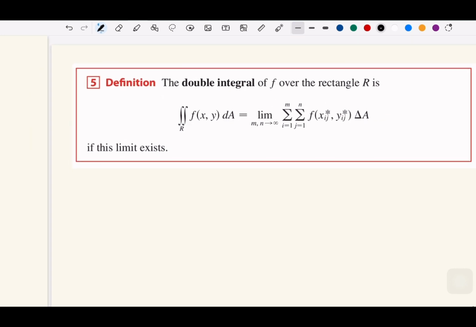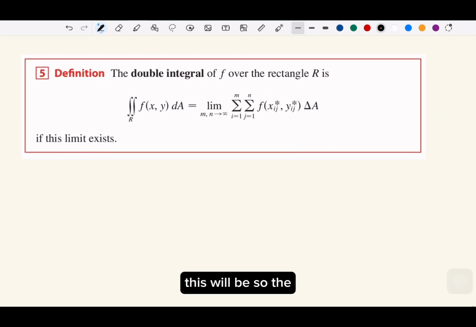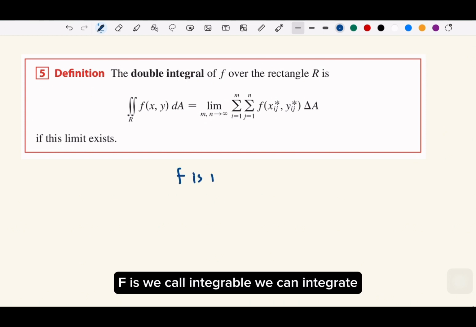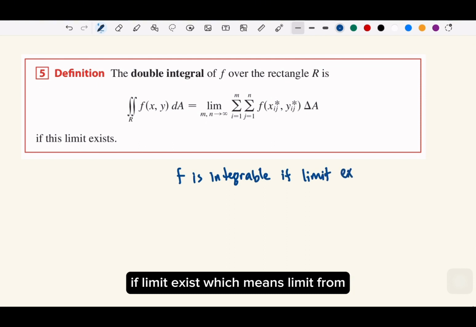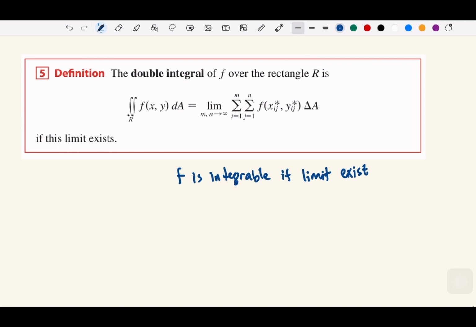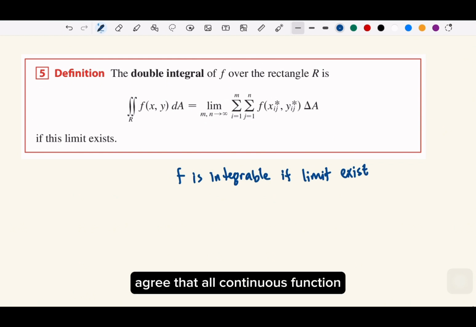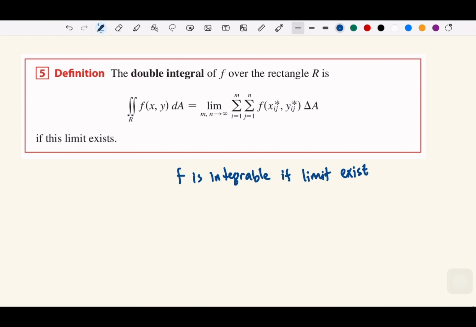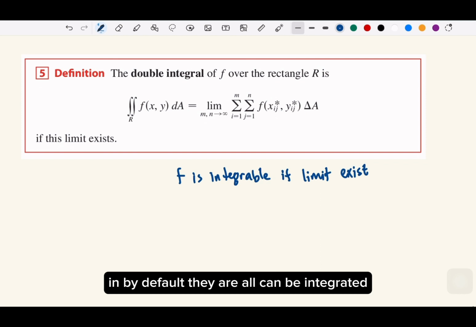And the f is what we call integrable. We can integrate if the limit exists, which means the limit from the definition. If the limit definition exists, then we can say that f can be integrated. And I think we can agree that all continuous functions, by default, can be integrated.